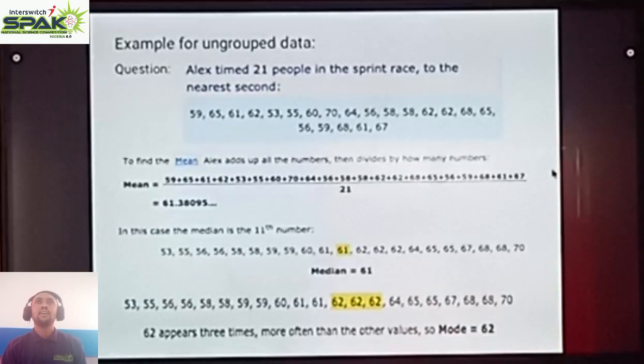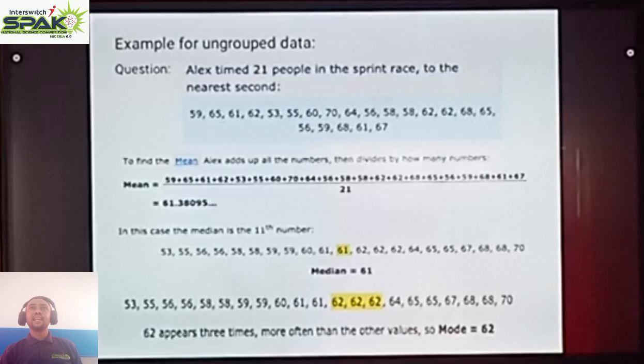We have the question: Alex timed 21 people in a sprint race to the nearest second. So we have the values, the times there, 21. Now to find the mean, don't forget that's the arithmetic mean. To find the arithmetic mean, you add up all the times given, starting from 51, 65, 61, then 67. You add it up, then divide by 21 because we have 21 different times there. When you do that, your answer will be 61.38095.